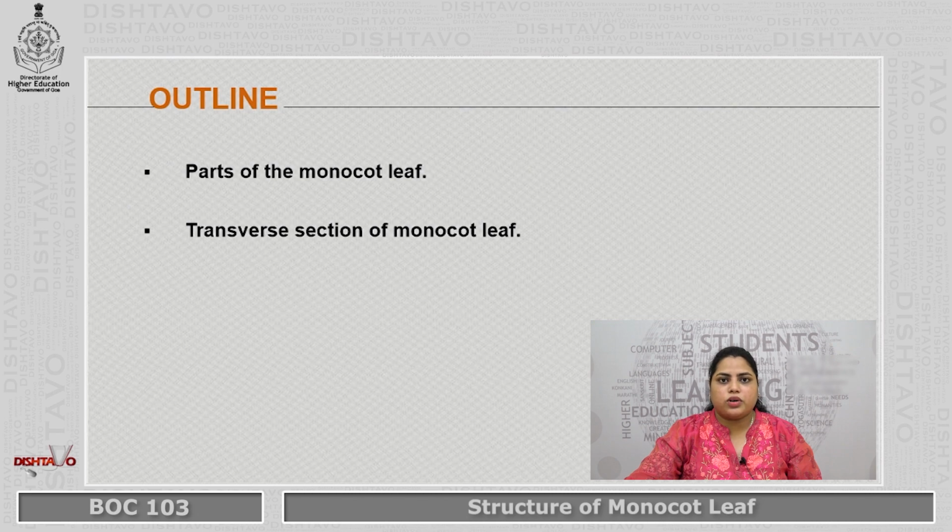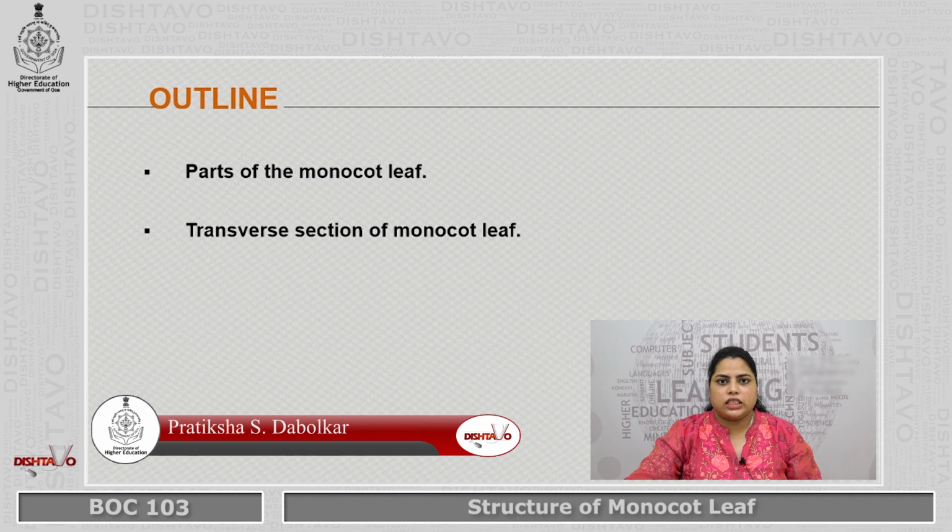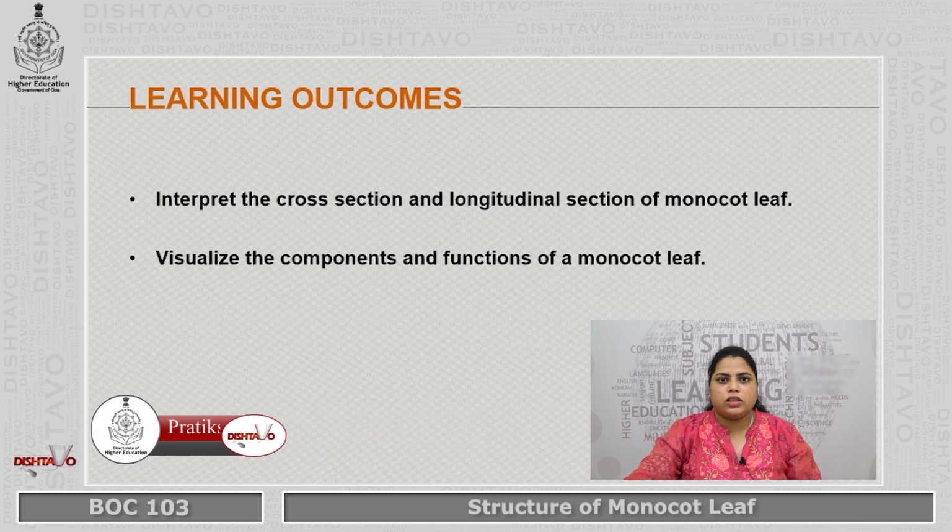This module focuses on the parts of monocot leaf, the transverse section of monocot leaf. By the end of this session, the learner would be able to interpret the cross section and the longitudinal section of a monocot leaf, and would be able to visualize the components and functions of monocot leaf.